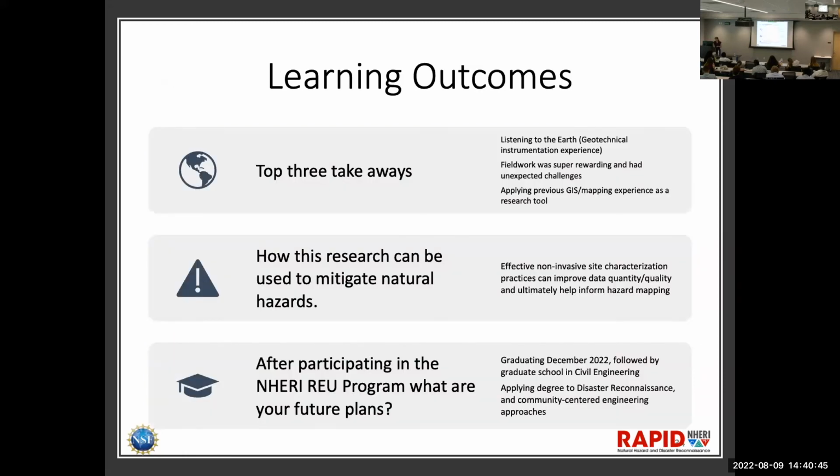In terms of my takeaways from this project, I gained experience in a really geotech focused project, which is really interesting and really new to me.